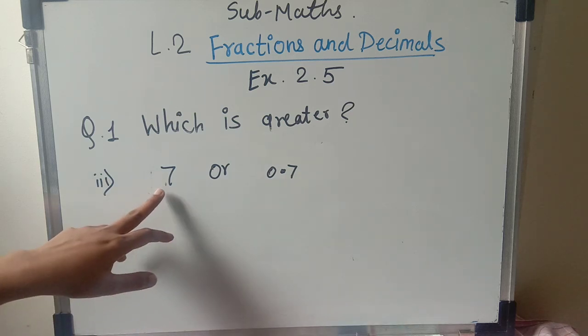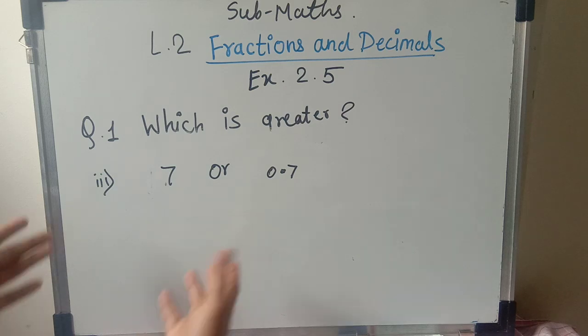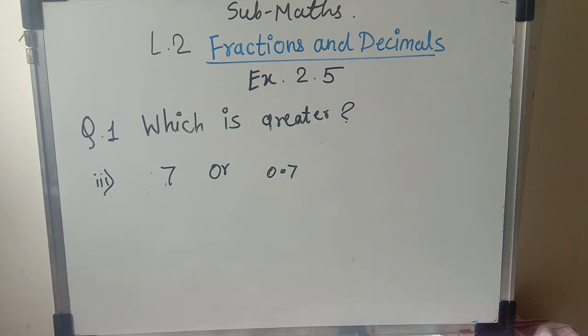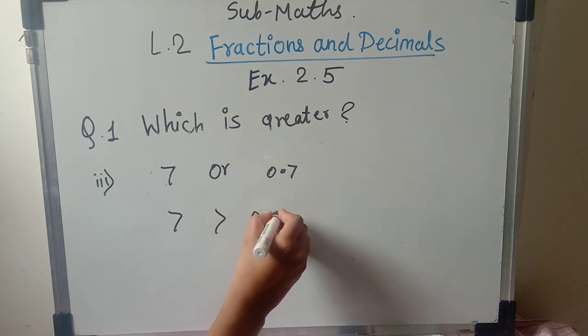So the third example is we have to decide whether 7 or 0.7 is greater. You can see directly which one is the greater one. Here 7 is a whole number, which means there is no decimal. It means that 7 is greater than 0.7.